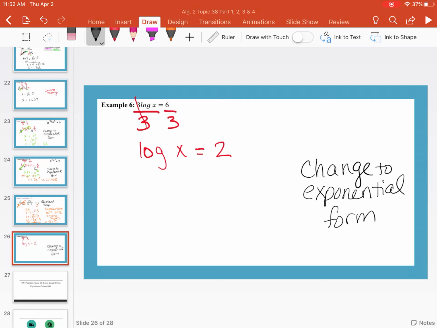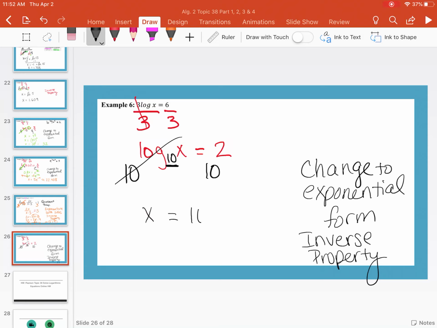Well, this is the common log. So if I don't see a base written, my base is automatically 10. So if I'm asked to change to exponential form or to exponentiate both sides, I'm going to use my base. Now my base here is 10. So when I change to exponential form, I'm using my base of 10. This cancels using the inverse property. And I'm left with x equals 10 squared. And 10 squared is the same thing as 100.